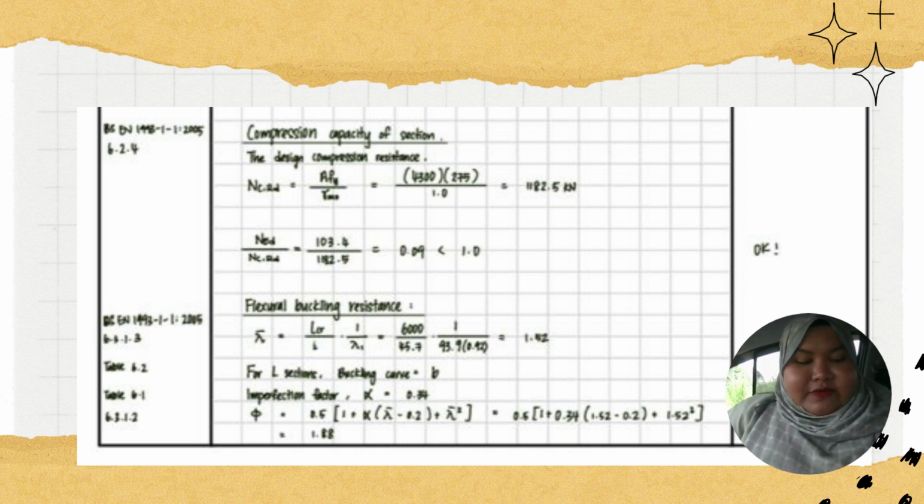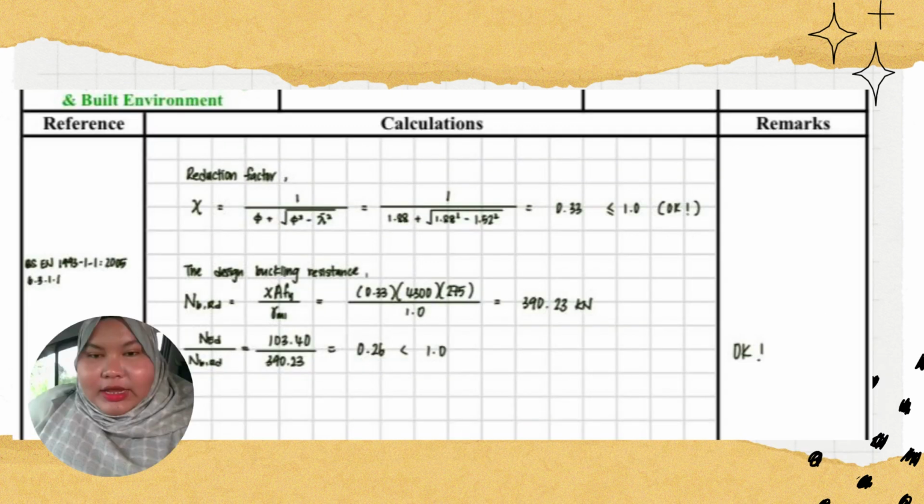Okay, next kita akan buckling resistant. Okay, so kat situ kita akan dapat imperfection factor iaitu 0.34 and then kita akan dapat 1.88. Okay, next kita akan present reduction factor. Okay, C kita akan dapat 0.33 kurang daripada 1.0 iaitu adalah okay.